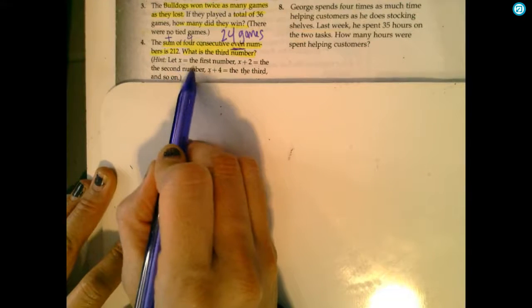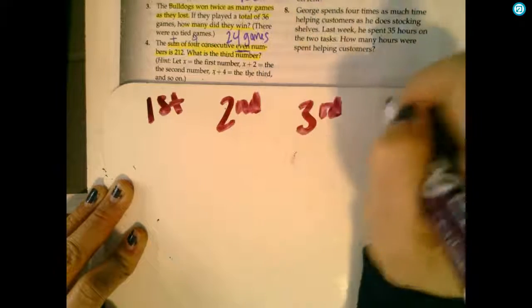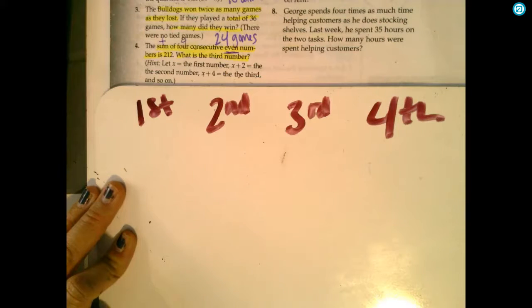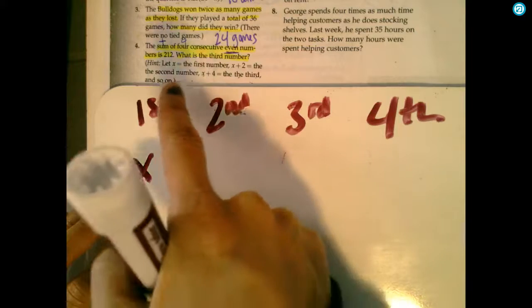They want to know what's the third number. So there's 4 total numbers. They give us a big hint here. So hint, let x equal the first number. So I'm going to write this down. I know there are 4 numbers. I'm just going to write first, second, third, fourth. We know all together they equal 212. And they tell me the first number is just going to be x. Let x equal first number.